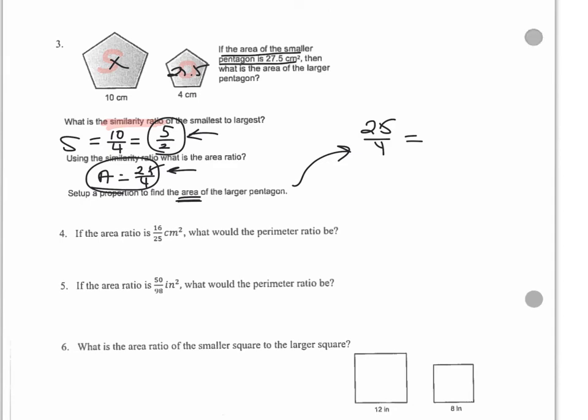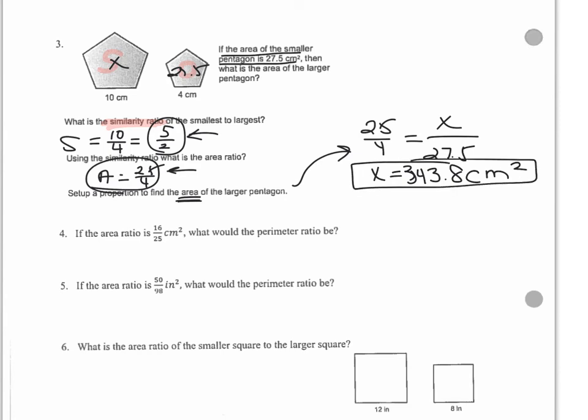So 27.5 relates to the smaller shape. So if I go over to my ratio, my smaller number is where? On the bottom. So 27.5 is going to go on the bottom. Since I'm looking for the larger area, x goes on the top. So now I'm going to cross multiply and solve, and I get 25 times 27.5, and then I'm going to end up dividing that by 4, and I get 343.8 centimeters squared. Why it's squared? Because it's area.